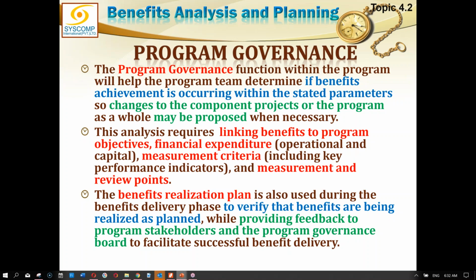The benefit realization plan is also used during the benefit delivery phase to verify that benefits are being realized as planned, while providing feedback to program stakeholders and the program governance board to facilitate successful benefit delivery.